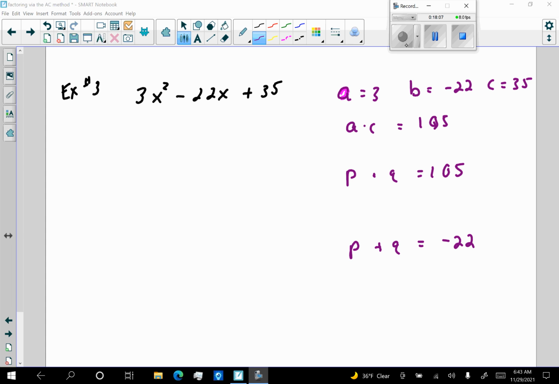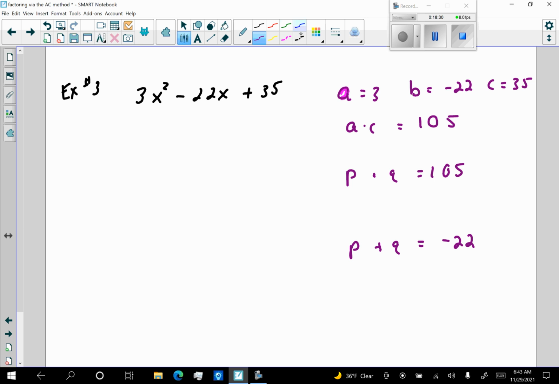Okay, let's restart the video and let's see here. We got A is 3, B is negative 22, and C is 35. A times C is 105. Let's write that a little bit clearer, if you will, 105. And B is negative 22. So I want two numbers multiplied together to give this positive 105, and added together to give negative 22.